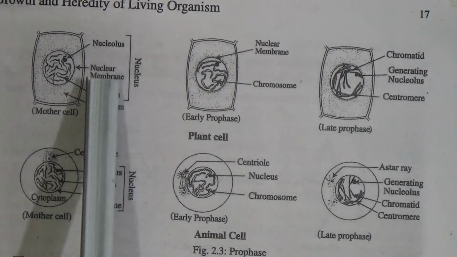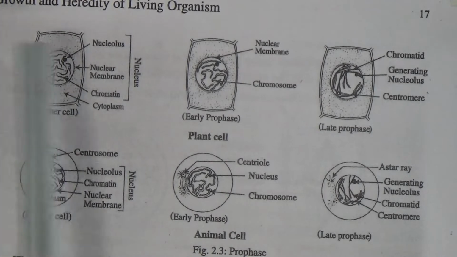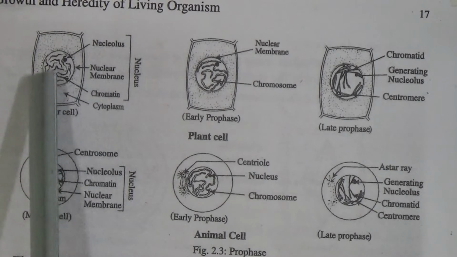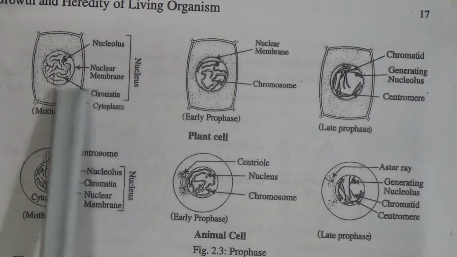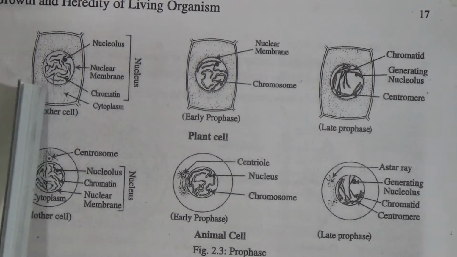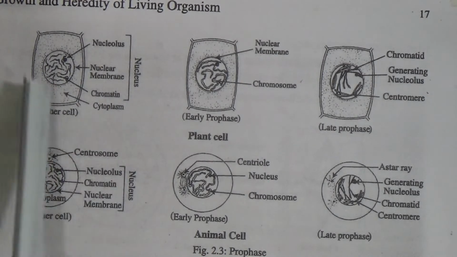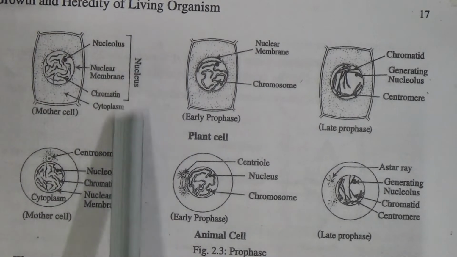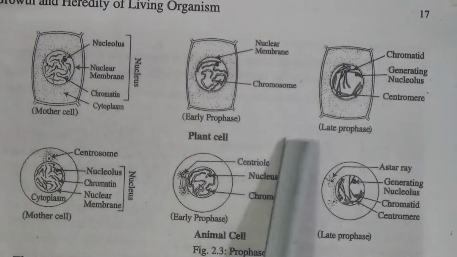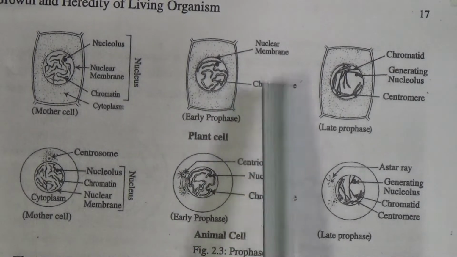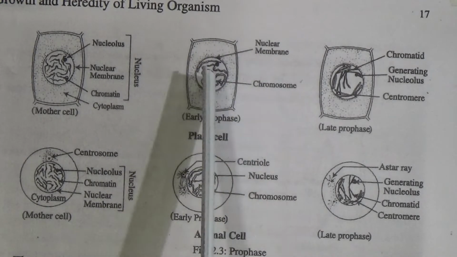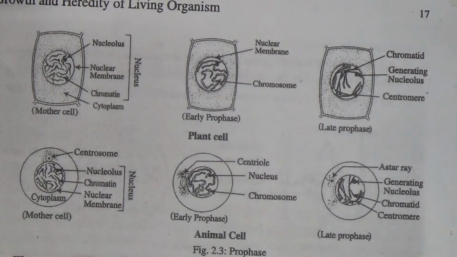Okay, see, this is the mother cell of the plant cell, and see here the nucleolus. This is the nuclear membrane, the outer layer is called nuclear membrane, and this is chromatin. The thread-like structure is called chromatin, and this is the dot. This is called cytoplasm. So this whole part is called nucleus. And then early prophase in the plant cell, this stage, see the nuclear membrane, this is chromosome, and the chromosome in this nucleus becomes bigger in size.